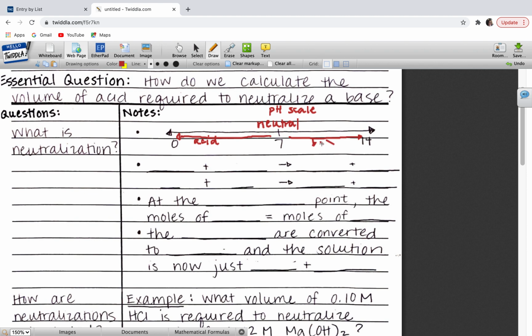Did that not come out? Oh, that's not wanting to write there. Okay, well, it should say base. I don't know what that says, but it should say base.